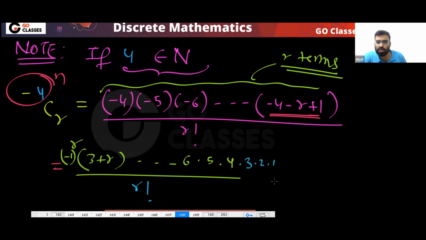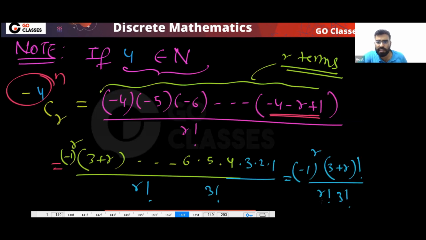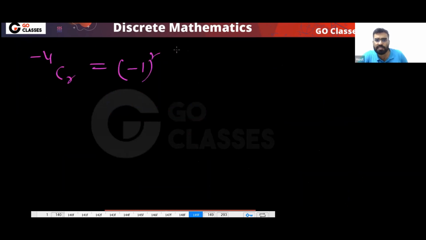Now let me do 3 into 2 into 1, divided by 3 factorial. What I got is minus 1 power r, times 3 plus r factorial divided by r factorial 3 factorial. And what is this? Please tell me. So minus 4Cr gives minus 1 power r times 3 plus r factorial divided by r factorial 3 factorial. That is nothing but 3 plus r C3, or Cr. Yes or no? So this is what we got.